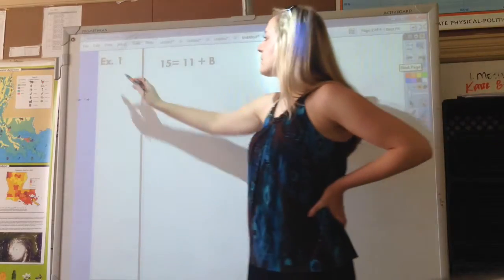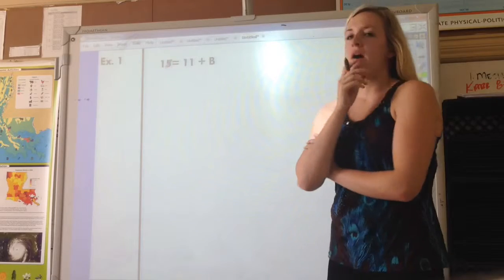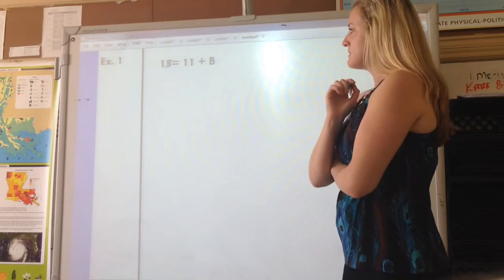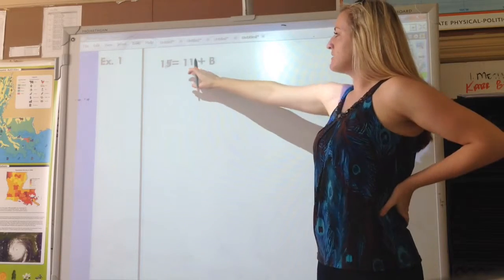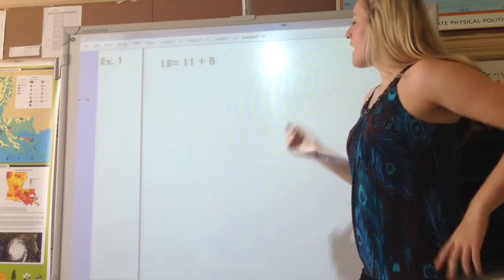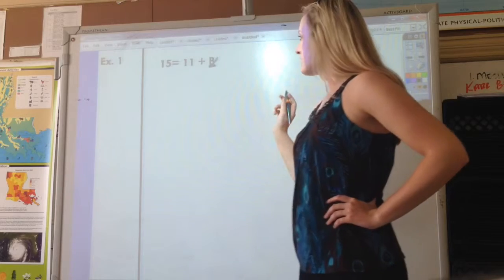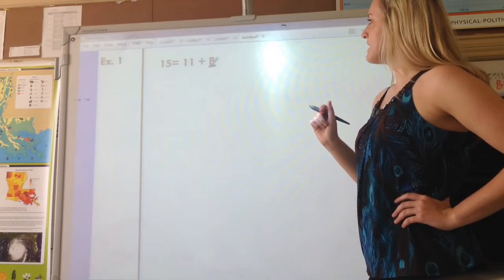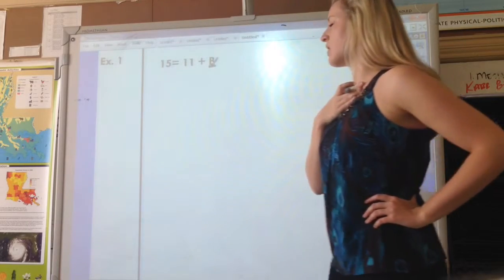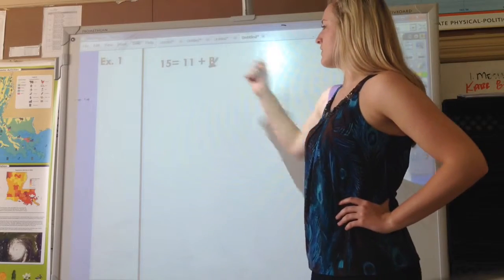All right, go ahead and write example 1, and then 15 equals 11 plus b. Now, I'm thinking to myself immediately, I already know what b is, because I know a number, when added to 11, that will give me 15. But let's use algebra to prove that. So I know my first step is to identify my variable. Well, my variable is b. I already did that. My next thing is to combine like terms. Well, on both sides of the equation, all like terms are already combined, so I don't need to worry about that. My next step is to isolate my variable, which is b.